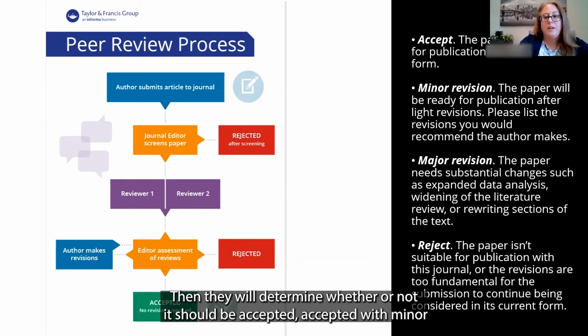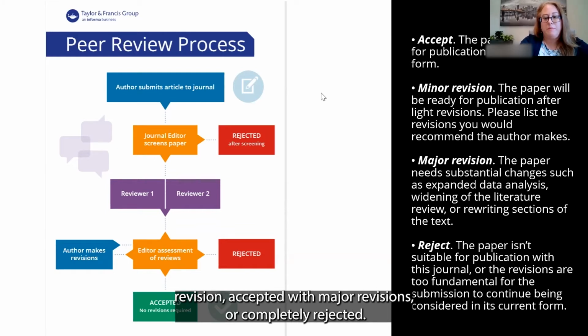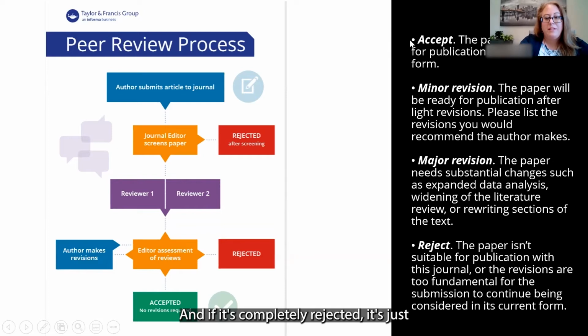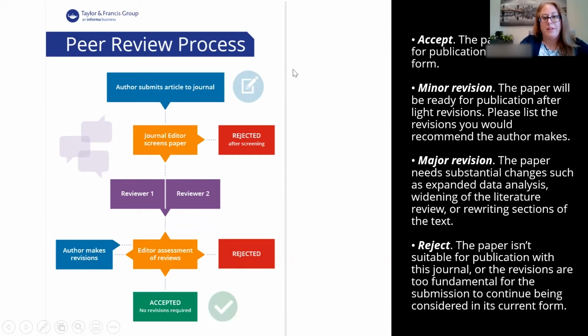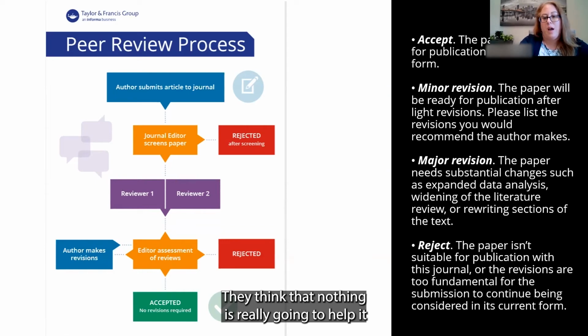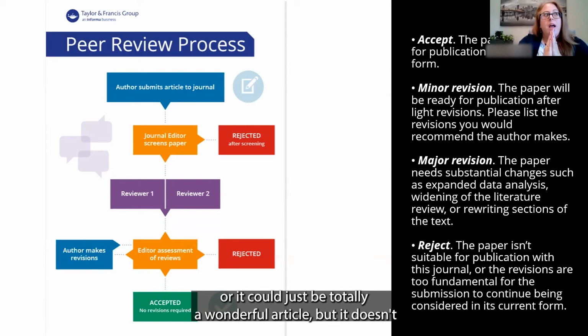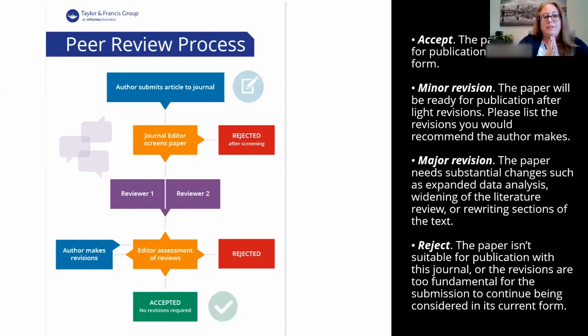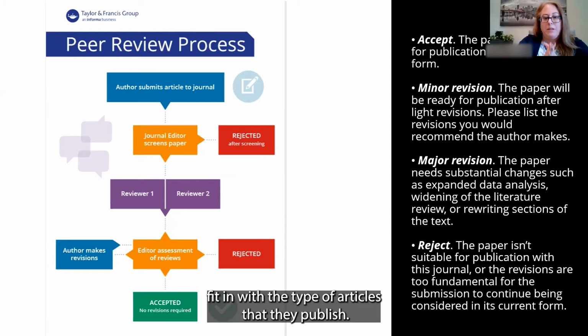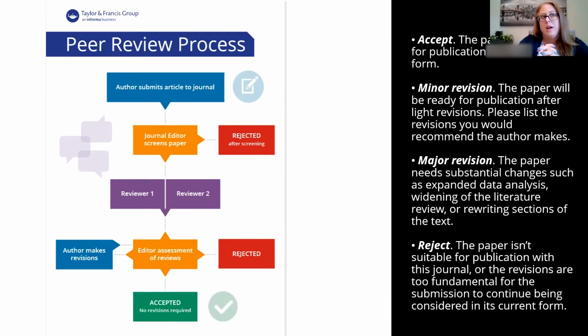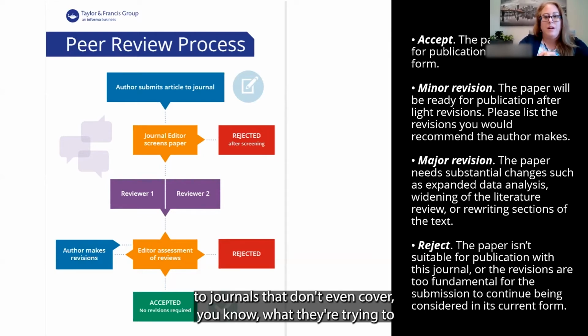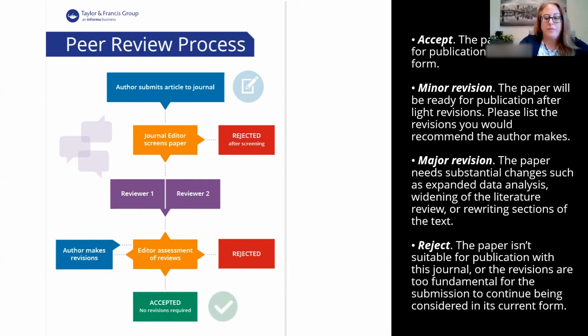Then they will determine whether or not it should be accepted with minor revision, accepted with major revision, or completely rejected. And if it's completely rejected, they think it's just past hope, right? They think that nothing is really going to help it. Or it could be a wonderful article, but it doesn't fit in with the type of articles that they publish. I have seen people grasp at straws trying to submit journal articles to journals that don't even cover what they're trying to prove.